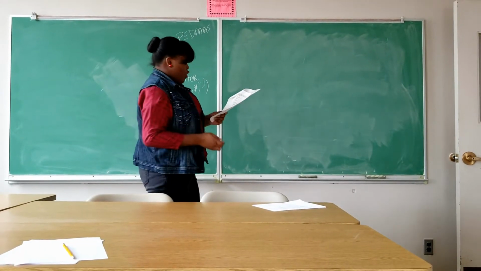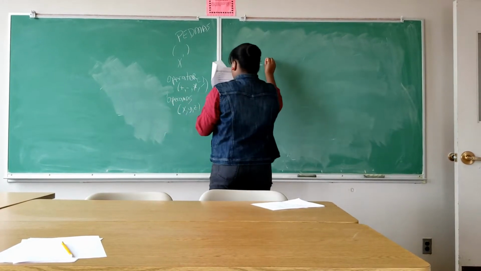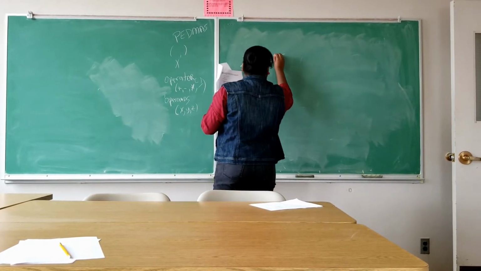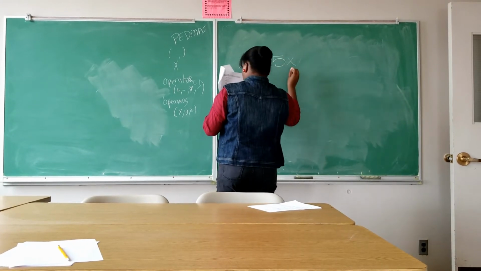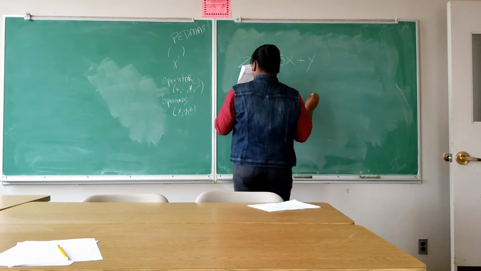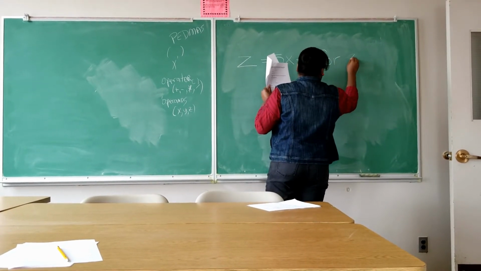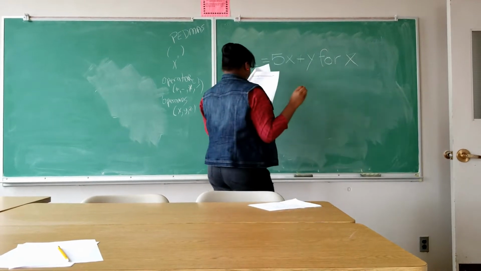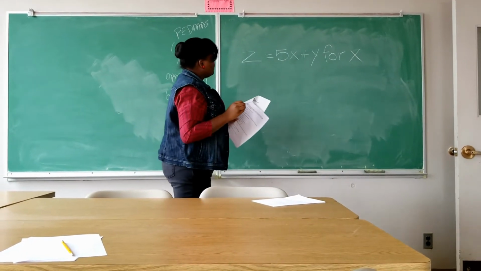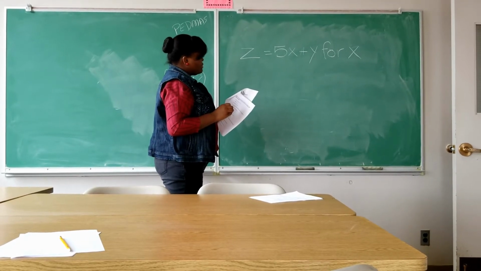So the problem is z equals 5x plus y, solve for x. So talk me through this. What is the problem requesting of you to do?